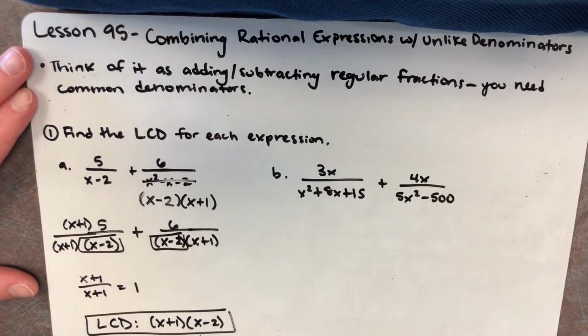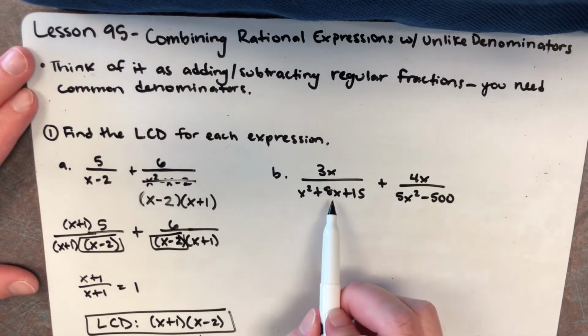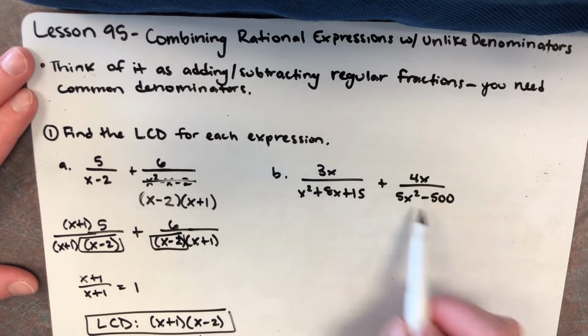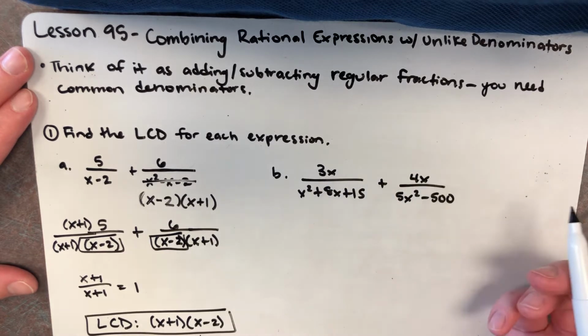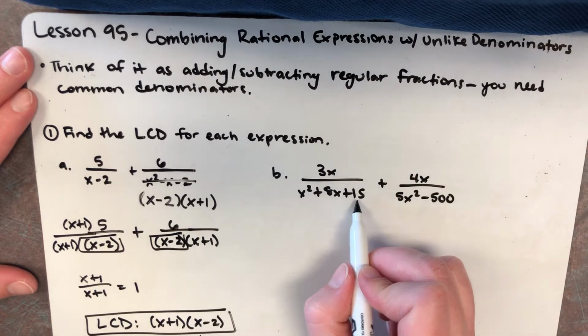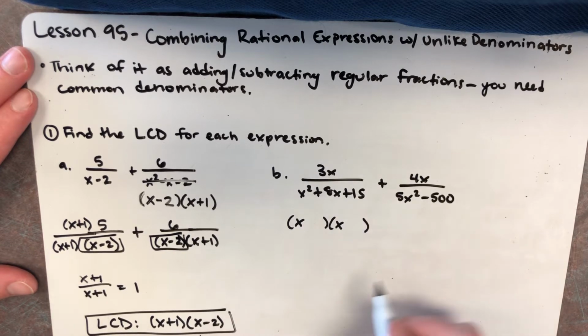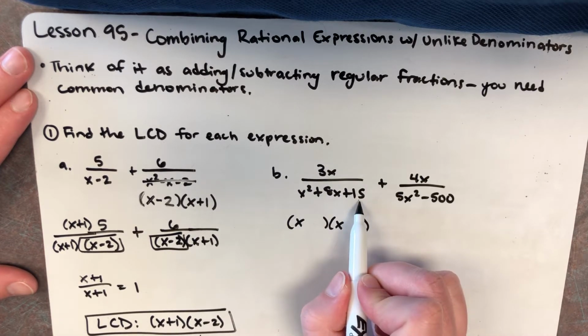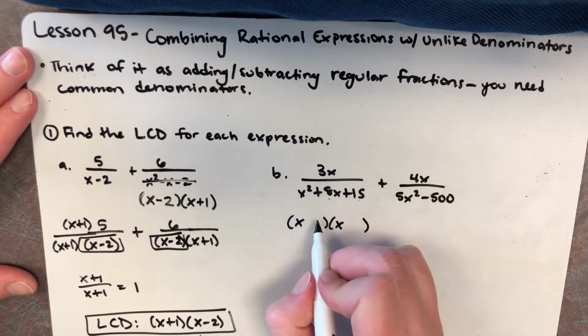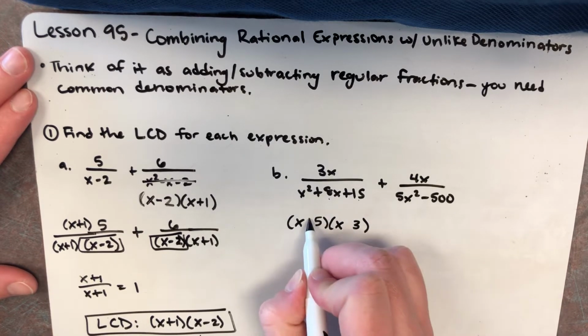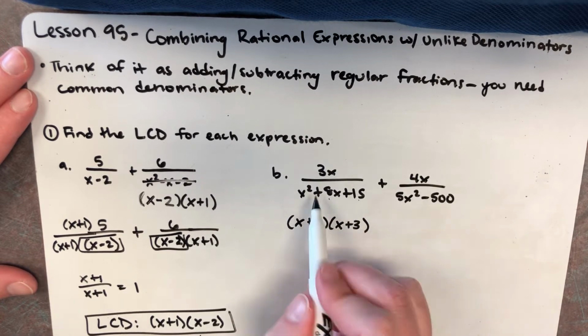All right, here's a different example, letter B. I have two really funky looking things here. I can't factor either of my numerators, but I can factor my denominator. To make x squared, again, is x times x. And I need to make 15 when I multiply, but when I add together I get 8, so that's going to be 5 and 3. So it's x plus 5 and x plus 3.